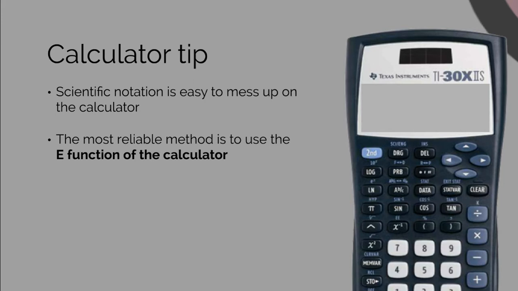And so we'll be using the E function of the calculator. Let me go ahead and show you what that is. So there's only 4 steps. The very first one is very simple, just enter the value. So if we're still working with that Avogadro's number, in the calculator you'll be putting in 6.02.